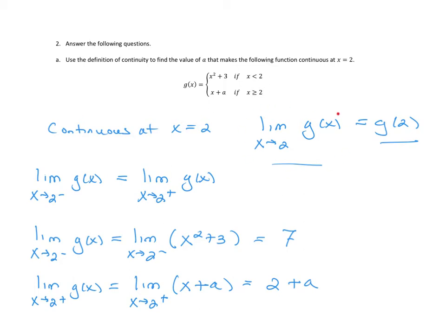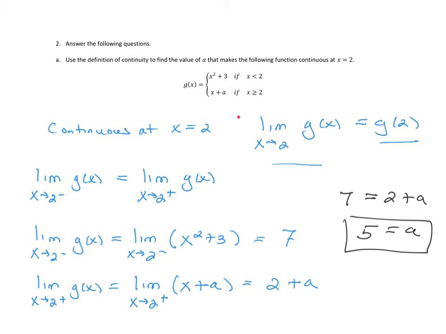For this limit to exist, these two limits must be equal, which means we can equate these two things here. From this work, we can say, okay, well, 7 must be equal to 2 plus a. And by solving for a, we get 5.